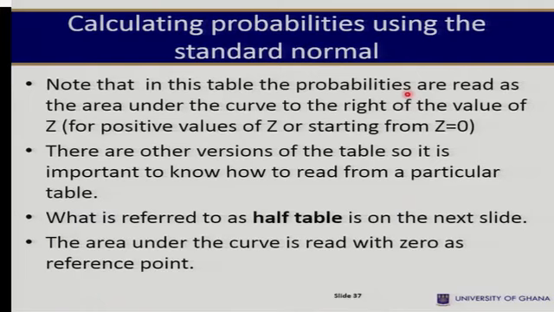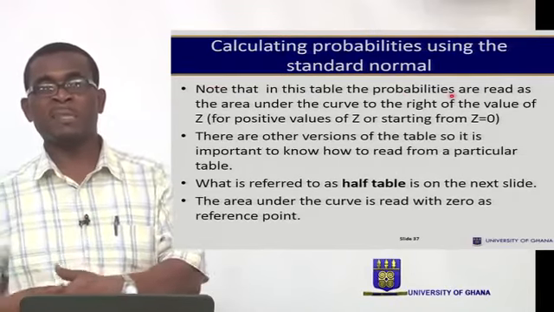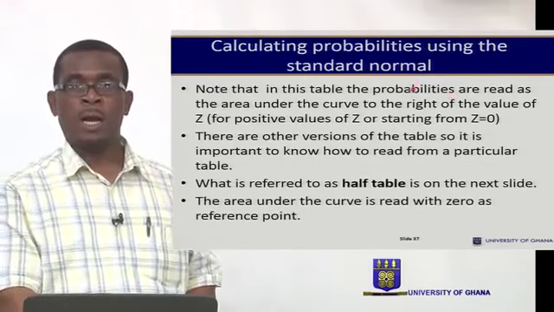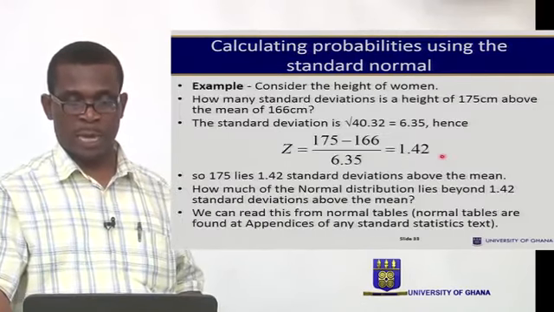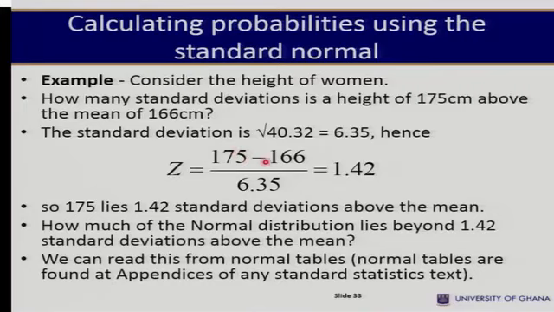Now, to do that, because you cannot read for the x in the table, you convert the x to the z component. To convert the x, which is 175, to its equivalent z, you subtract the mean, mu, from the x and divide by the standard deviation. So what we did, as you saw earlier, is to subtract the mean, which is 166, from the 175 and divide by the standard deviation, which gives us 1.42. So our z of 1.42 corresponds to x of 175.